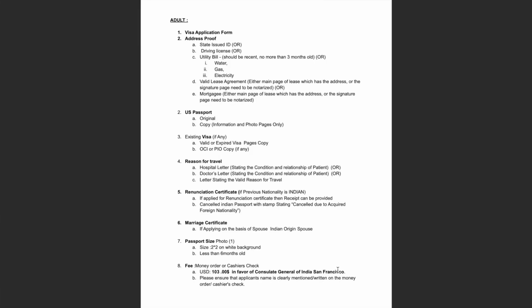Once you are done with your application form, these are the documents you have to send along with it. Let's see the list of documents we need for an adult application first. The first is your application form, which you have generated on the Indian government website. Next is the address proof. You have to provide any one of the following address proofs.